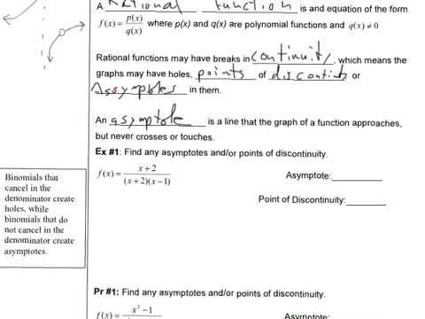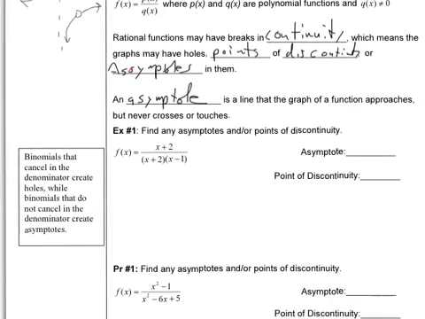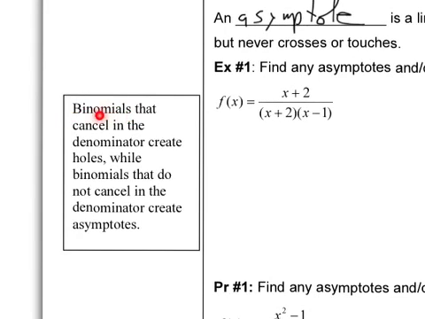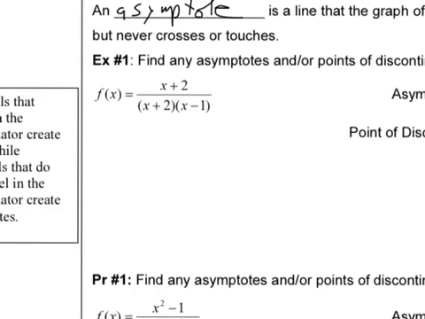All right, so for this first one, we're just going to find any asymptotes or points of discontinuity. Well, here's the deal. Binomials, and it's not just binomials, but anything that cancels in the denominator create holes. So if it cancels out, it's going to create a hole. But binomials that do not cancel in the denominator create asymptotes. So let's take a look.